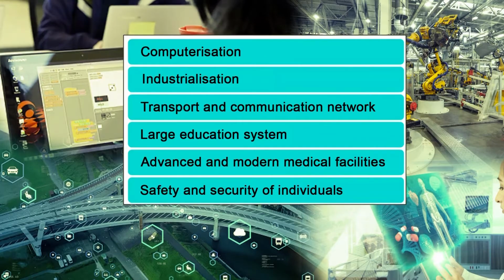Every individual, community and government measures its performance or levels of development in relation to the availability and access to some of the opportunities. Development is freedom which is associated with modernization, leisure, comfort and affluence. In the present context, computerization, industrialization, efficient transport and communication network, large education system, advanced and modern medical facilities, safety and security of individuals are considered as the symbols of development.